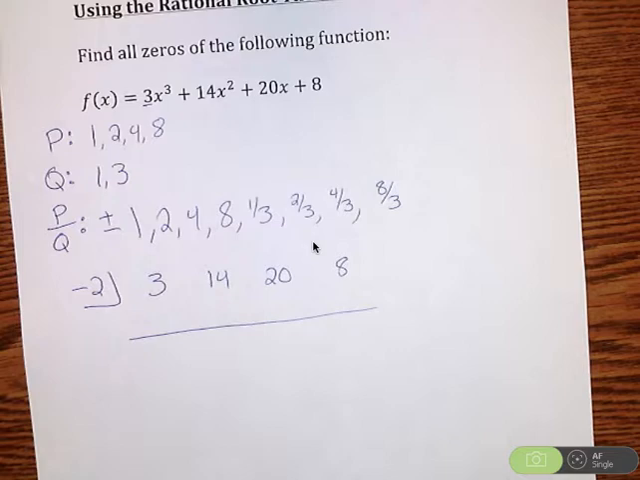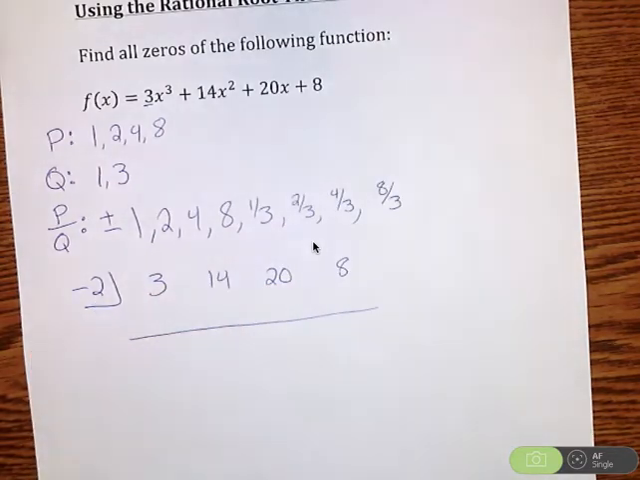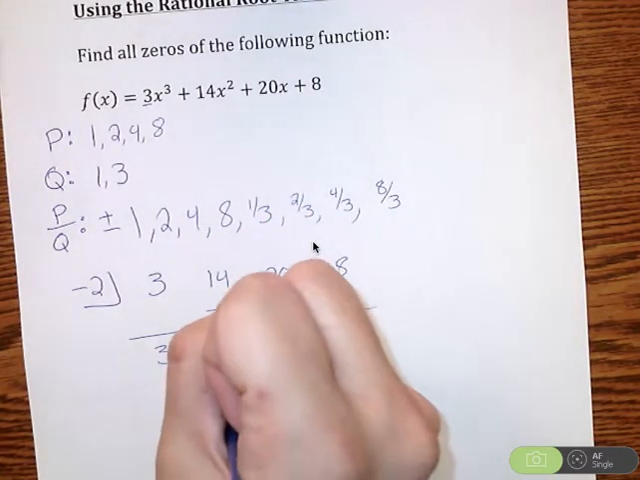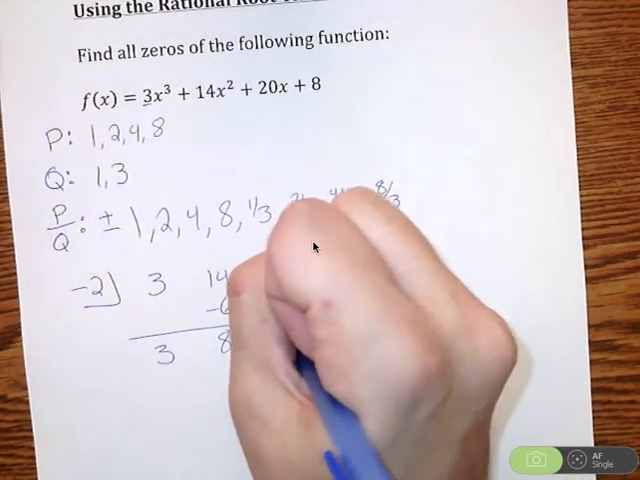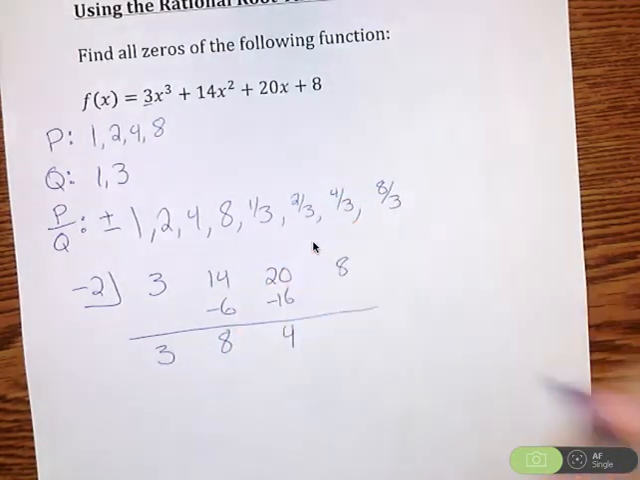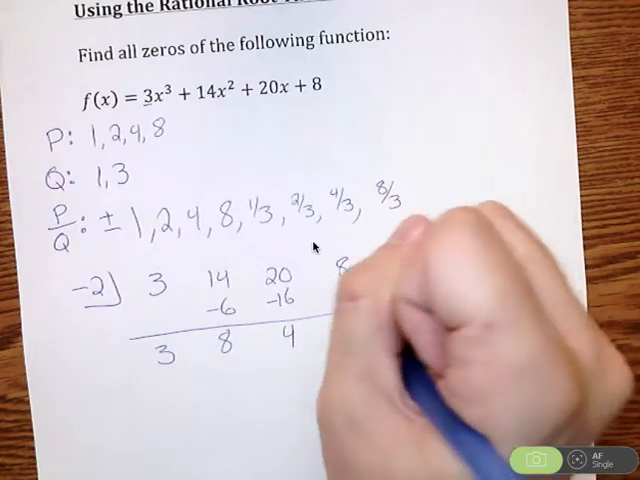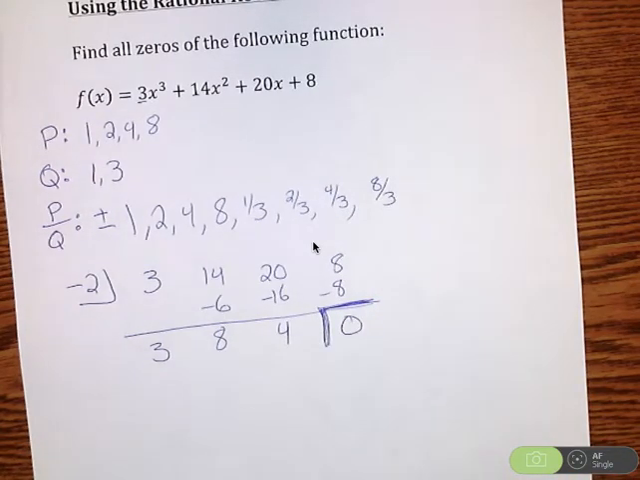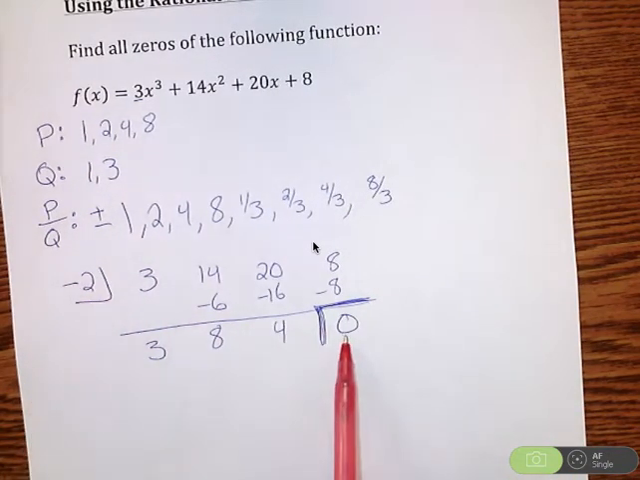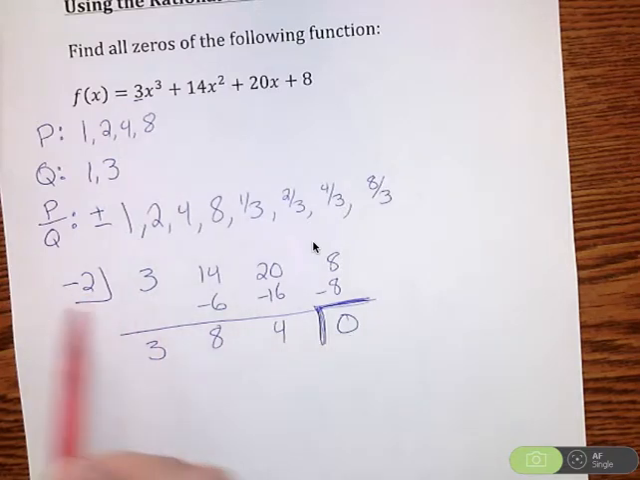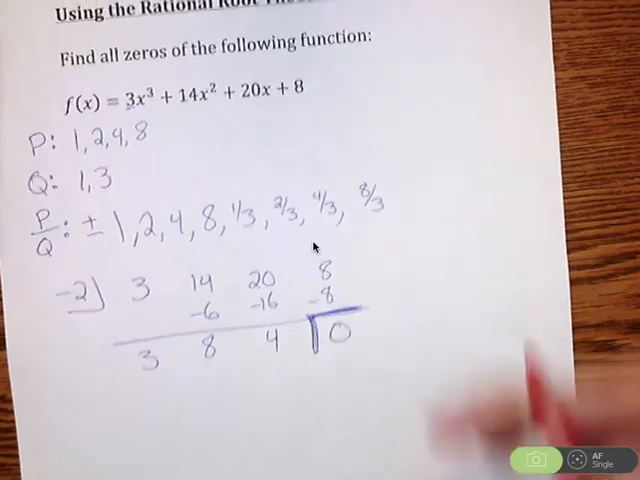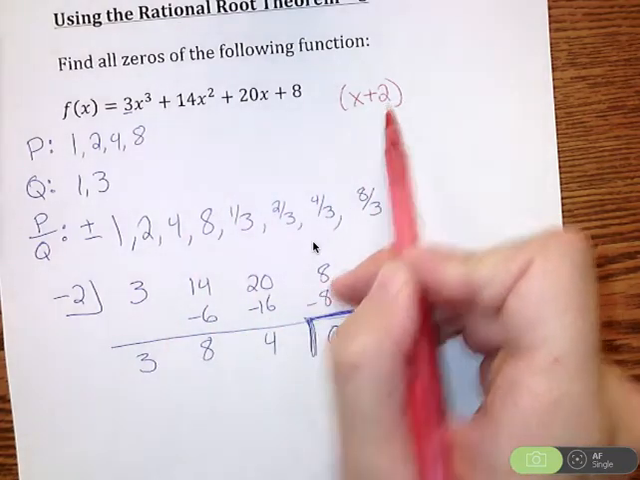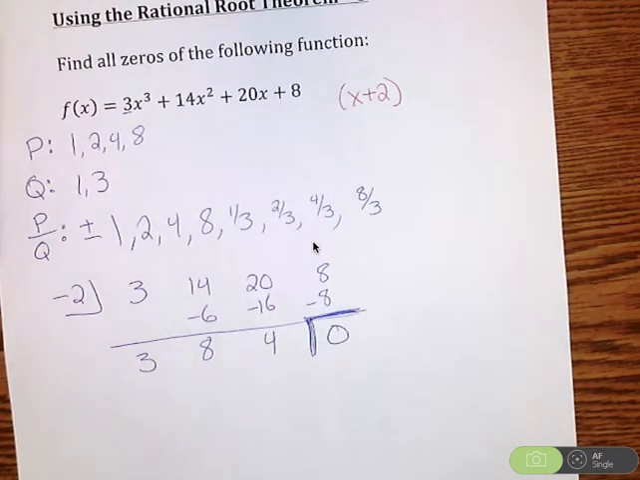Now when I'm doing synthetic division, we're going to add down, multiply up by the box. So adding down, I get 3. Multiply up, -6. Add down, 8. Multiply up, -16. Add down, 4. Multiply up, and that is -8. Add down, we get 0. So what I've shown there is that -2 is in fact a 0 because we got a remainder of 0. Since -2 is a 0, I can now write x plus 2 as one of my factors, because that is the factor associated with a 0 of -2.